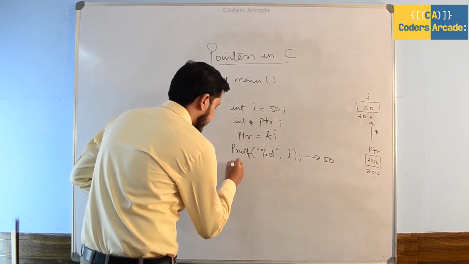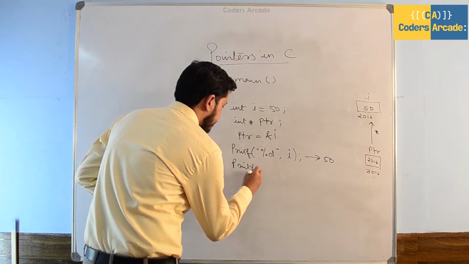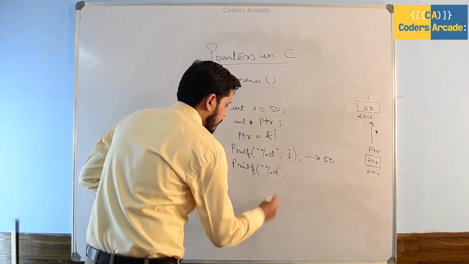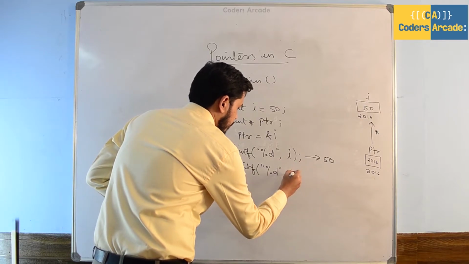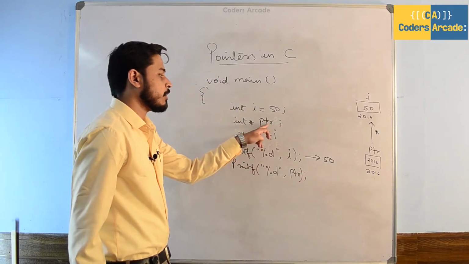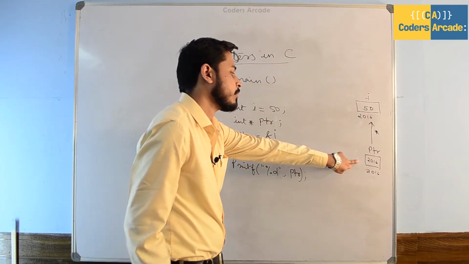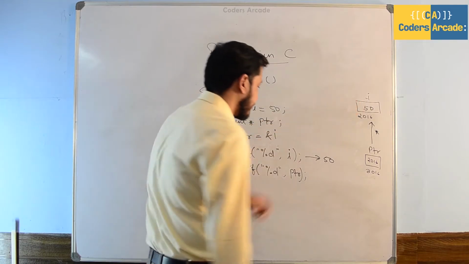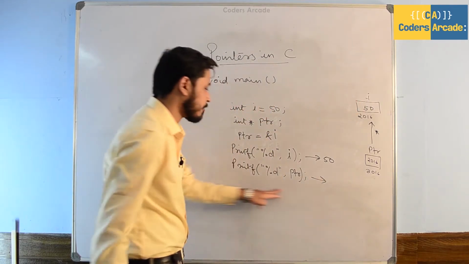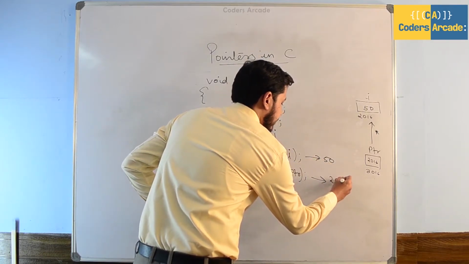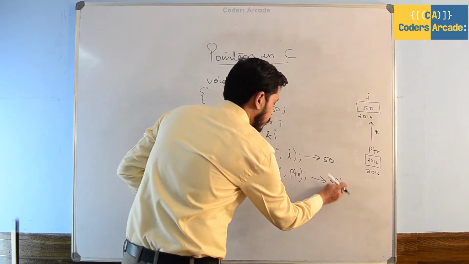Now I'm going to print printf %d ptr. Let's say ptr. So what is the value of ptr here? 2016, which is the memory address of this memory location, right? So this statement will print the value of ptr, which is 2016.